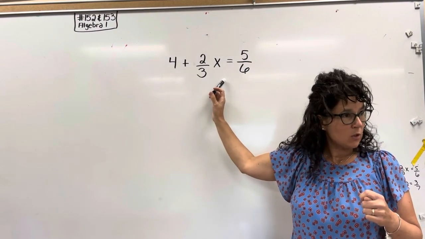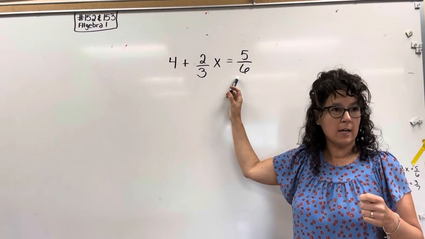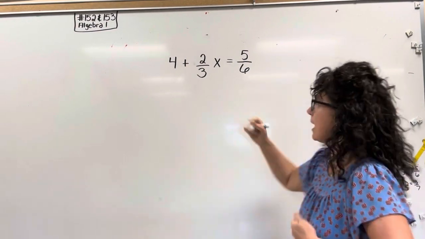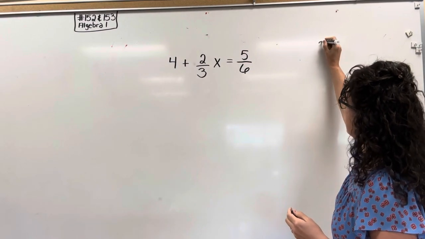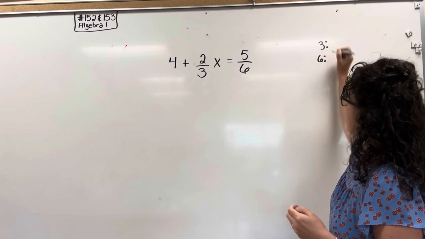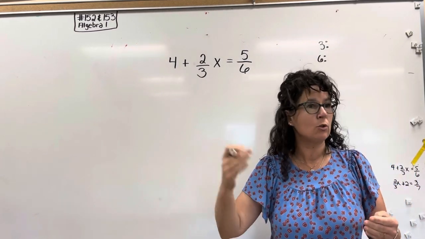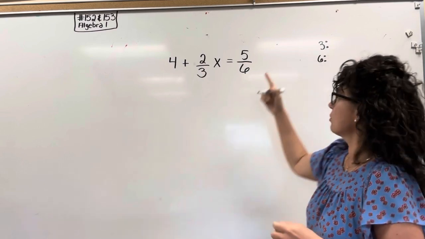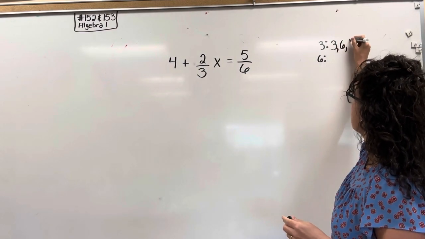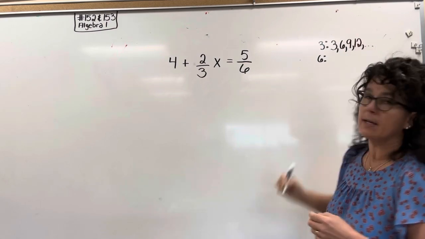To solve this equation, we're going to take the denominators and first find the least common multiple. Okay, so off to the side, I'm going to take the numbers 3 and 6 and list out their multiples. Remember, to get multiples, you multiply by 1, 2, 3, 4. So 3 times 1 is 3, 3 times 2 is 6, 3 times 3 is 9, 3 times 4 is 12, and so on.